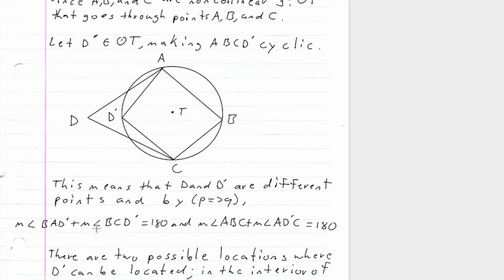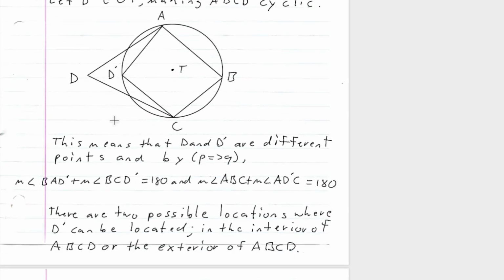And of course, by the first thing we proved, P implies Q, we know the measure of angle BAD prime plus the measure of angle BCD prime is equal to 180, and the measure of angle ABC plus the measure of angle AD prime C is equal to 180. Okay, so if we draw the circle about points ABC and we include this D prime, we know D prime can be in only two possible locations.